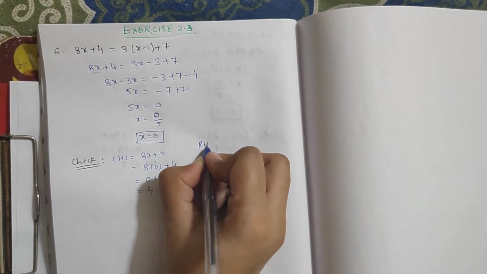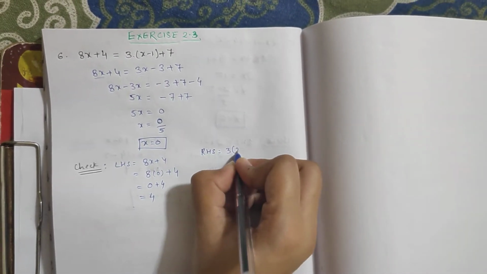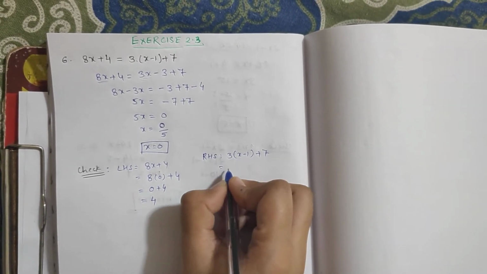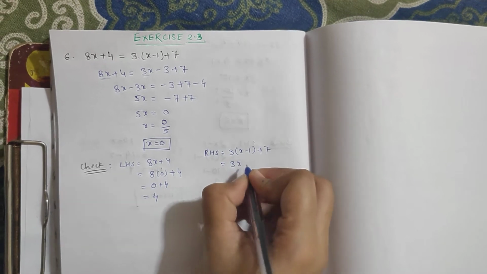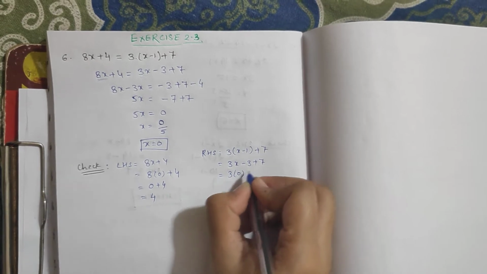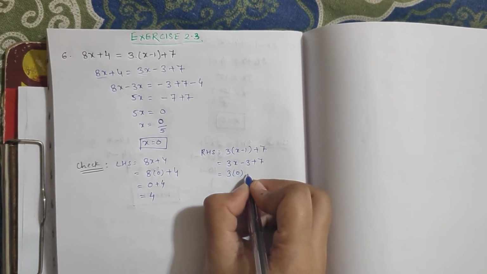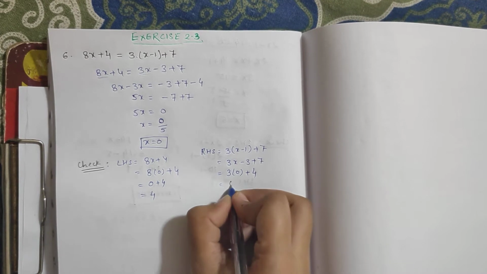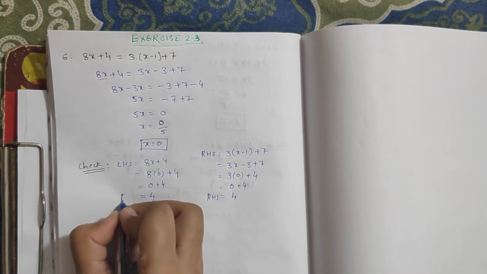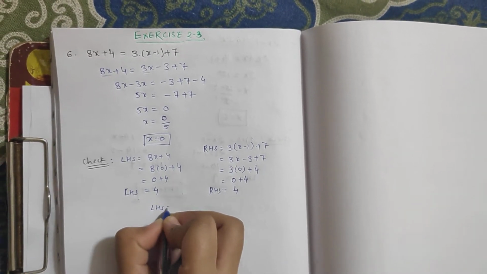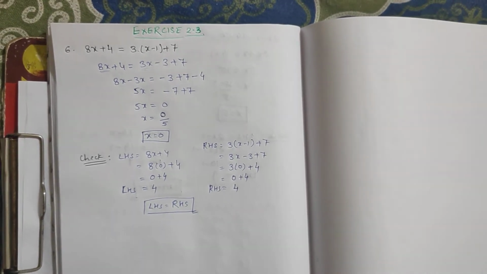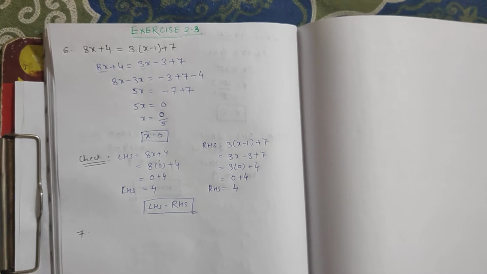Now let us see what is RHS here. So it is 3 into x minus 1 plus 7. Now substitute the value of x. Either you first open the bracket, that will also work. So 3x minus 3 plus 7, what is the value of x we have taken? It is 0. Here minus 3 plus 7, can we write plus 4? Yes, so it will be 0 plus 4, again it is 4. So RHS is also 4, LHS is also 4. So here we'll find that LHS is equals to RHS, hence our solution is correct. Now let us see the next question, that is question number 7.